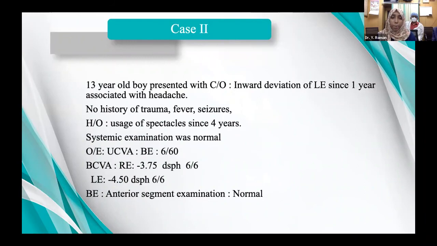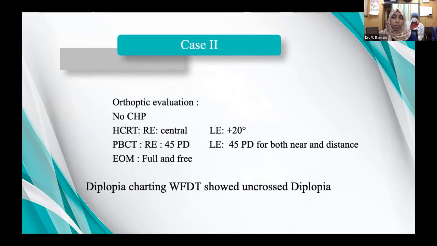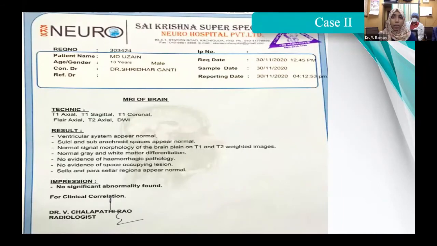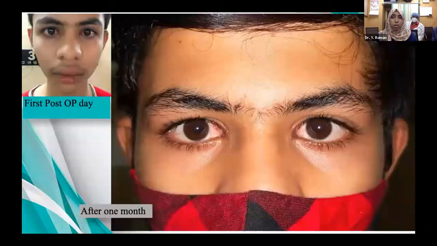Now the second case, a 13-year-old boy presented with chief complaints of inward deviation of the left eye associated with headache. His best corrected visual acuity was 6/6 in both eyes, and on orthoptic evaluation, PBCT was 45 prism diopters for near and distance. The 9-gaze pictures show that extraocular movements are full and free. Neuroimaging was done with no abnormality detected. He was treated surgically, undergoing both eyes MR recession. Post-surgically, he attained orthotropia, and good motor and sensory fusion was also attained.